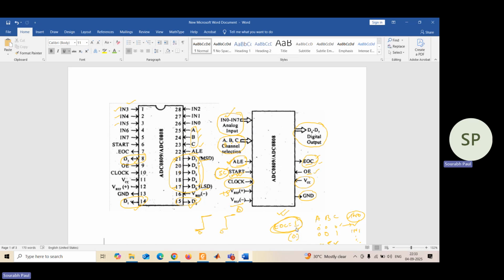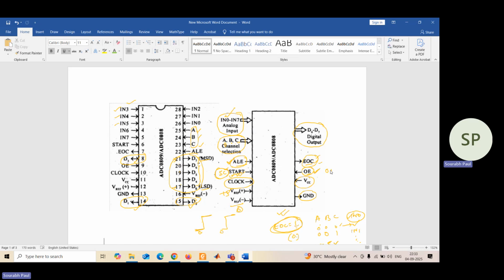If it is remaining 1, it means conversion is going on. When it reaches 0 value, or when it gets a value of 0, it means you have to understand that conversion is over. Now, when the conversion is over, then you have to do another thing, that is output enable.